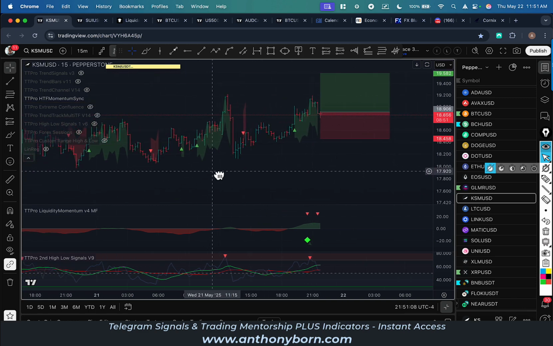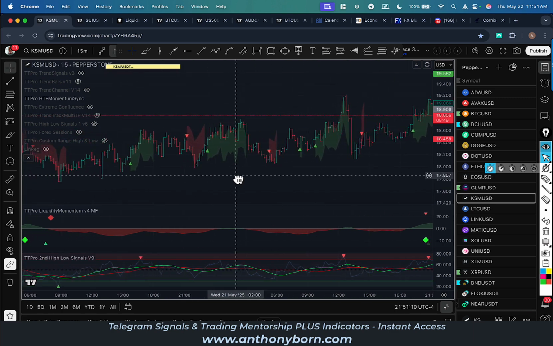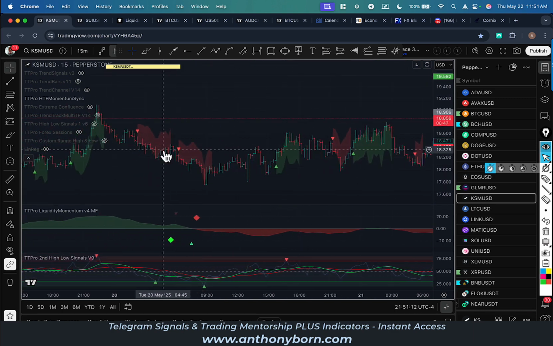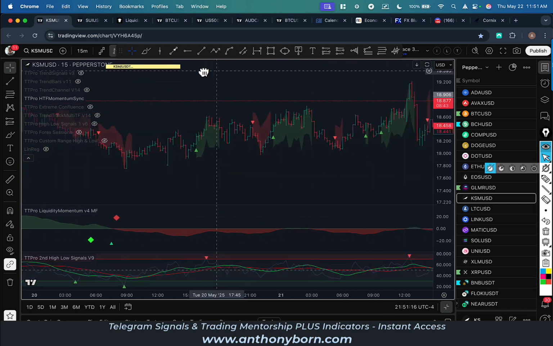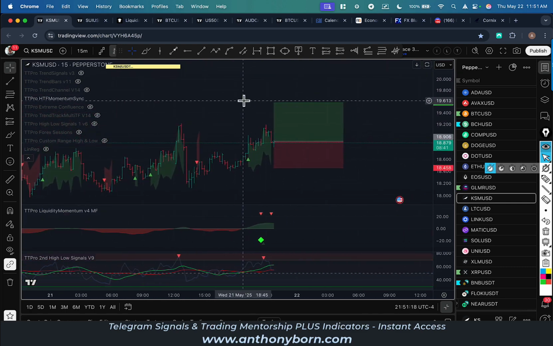Red momentum is bearish, strength is coming bearish. See the momentum and sentiment on the higher time frame. So we want that confluence, and that's definitely happening here. So that's the trend momentum sync. Nothing to do with that, just leave it alone, apart from the ATR.